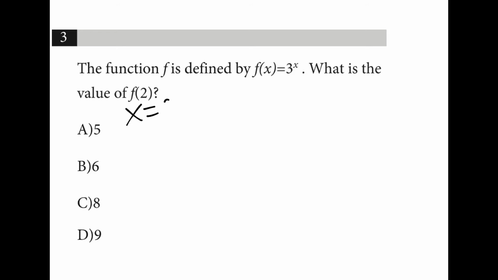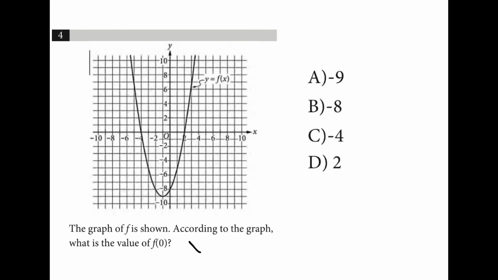Here we're just plugging in x is equal to 2. So 3 to the second power is just 9. 3 times 3. When we say f of 0, that means x is equal to 0. If we find that point and we follow it down, here we are at negative 8.